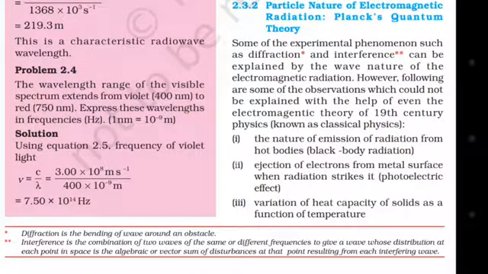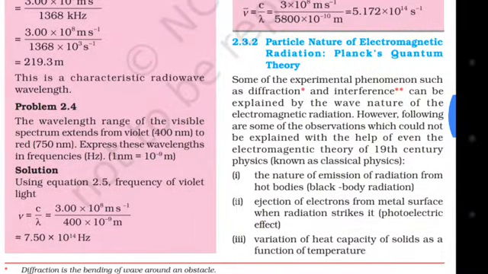Solution. Using equation 2.5, frequency of violet light: nu is equal to c by lambda, which is 3.00 into 10 to the power 8 meter per second by 400 into 10 to the power minus 9 meter, equal to 7.50 into 10 to the power 14 hertz.